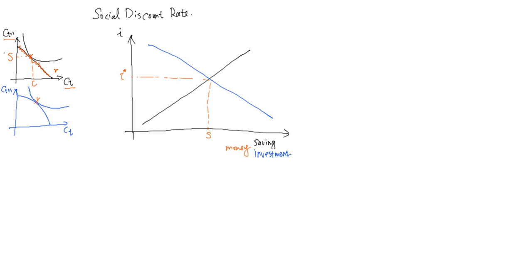When you change the interest rate, which effectively changes the slope, you will have a different allocation between this period and the next period, which gives you different saving. Intuitively, as the interest rate goes up, people want to save more. So it's the supply curve of the money, of the loanable fund, which is sloping upward.